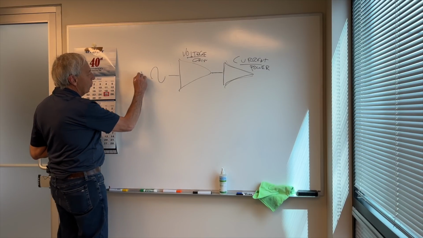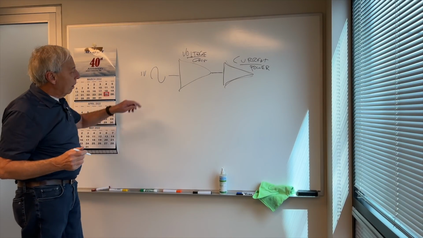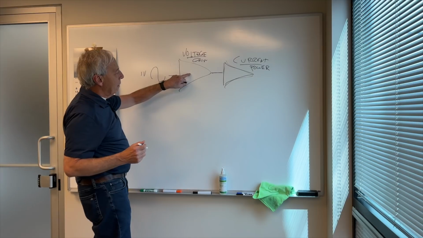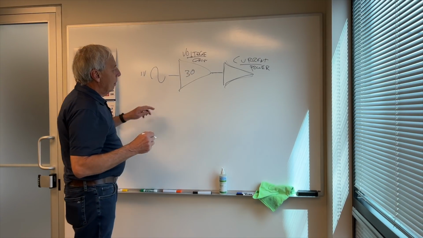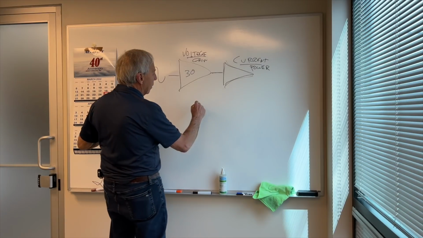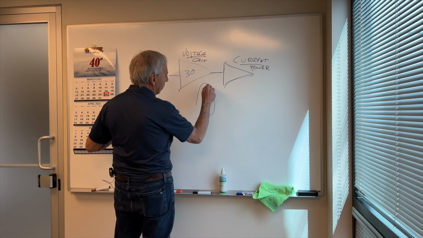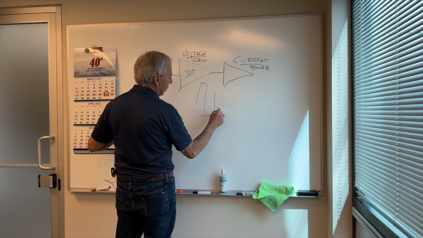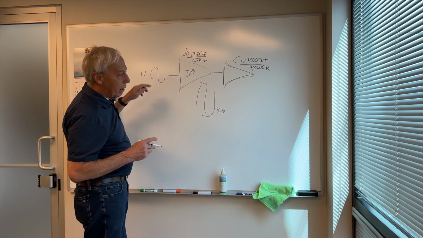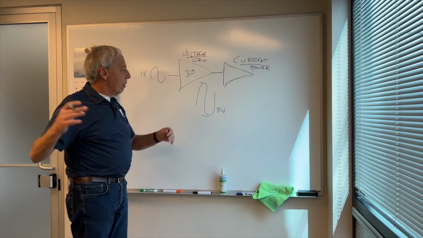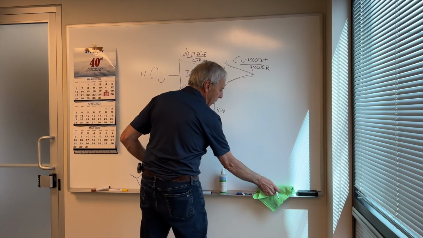So if I put in, let's say this is 1 volt from here to here, 1 volt peak to peak, and this has a gain of, let's call it 30 for easy math, then what comes out is something that is 30 volts, right? So 1 volt in equals 30 volts out. This is where it gets loud.